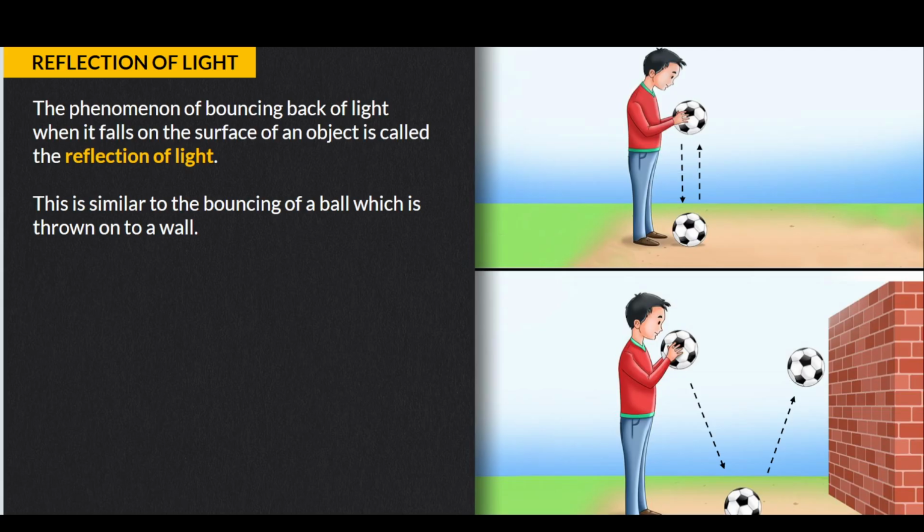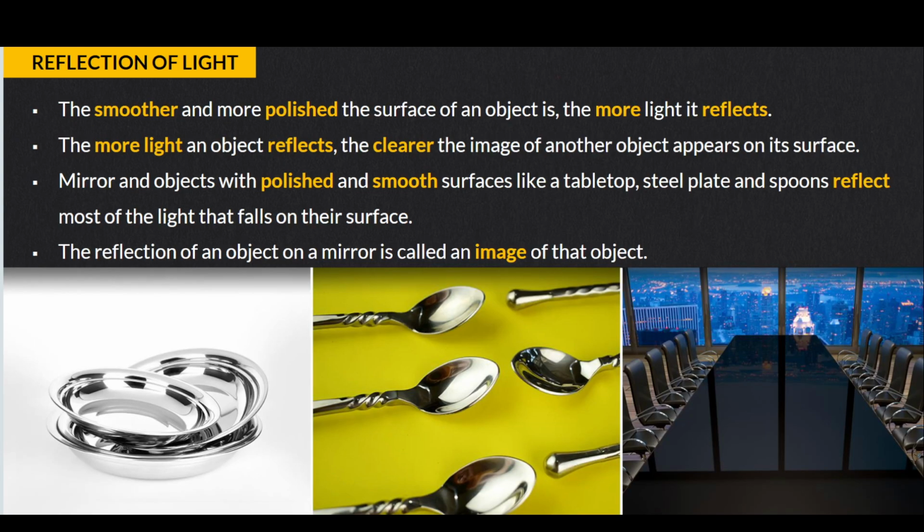So let's understand reflection of light in detail. Reflection of light is the phenomenon of bouncing back of light. When it falls on the surface of an object and bounces back, it is called the reflection of light. It is similar to the bouncing of a ball which is thrown onto a wall. If you throw it to the ground, it will bounce back, right? The same way, when light hits or falls on any surface, it bounces back, and that bouncing back is called reflection of light.